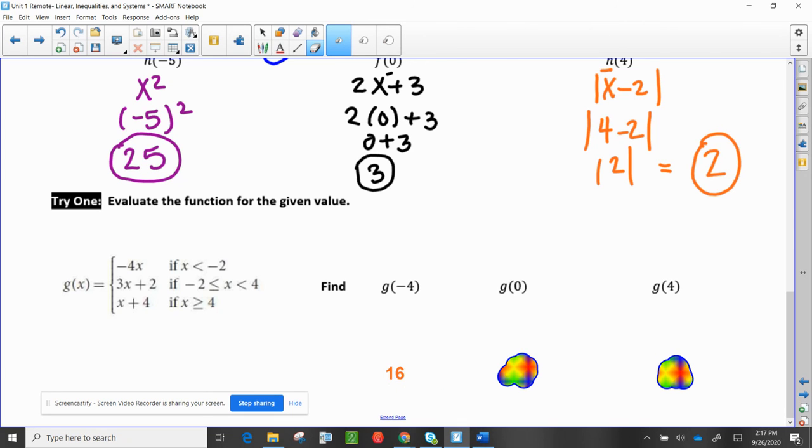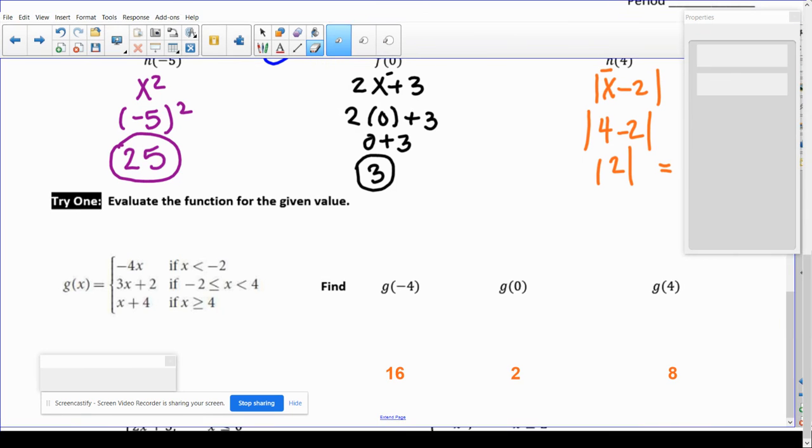Okay, so the answer I got was 16. So hopefully you got that answer. Let's try the next one. G of 0. Where is g of 0? Well, hopefully if you had 0, you plug that into the middle function because 0 would be between -2 and 4. So 3 times 0 plus 2 gives me 2 as an answer. Okay, last one. Find g of 4. Okay, 4 is equal to 4, so hopefully you plug this into the last equation. 4 plus 4 is 8.